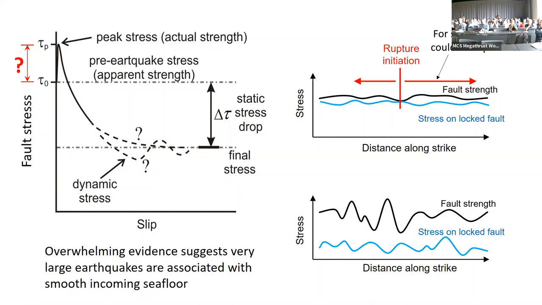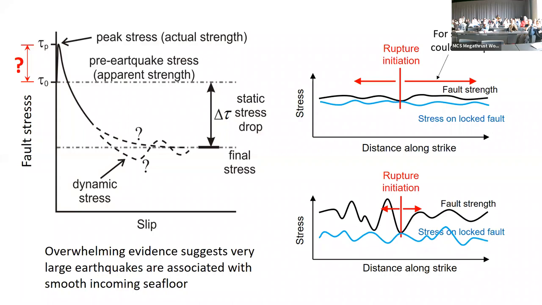And for a rough fault, a heterogeneous fault, it is all about heterogeneity. With fault strength like that and stress like that, it's easier for the rupture to take place. It doesn't take very long to fail, but it is harder for the rupture to propagate. Okay, and that's about earthquakes.